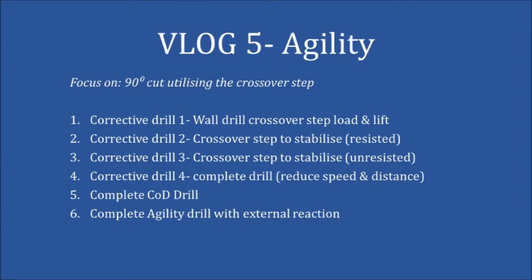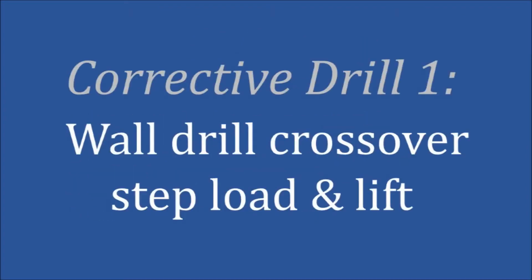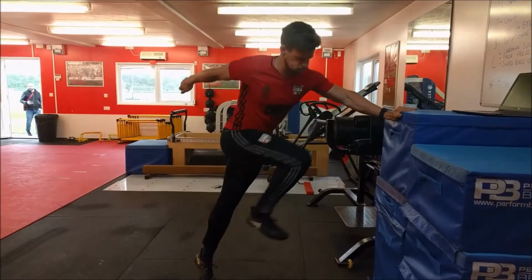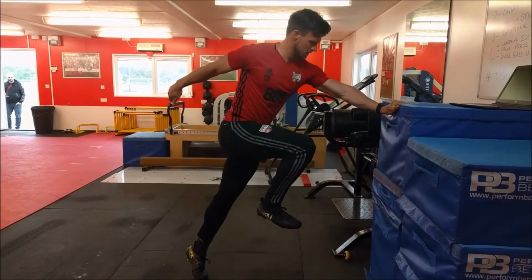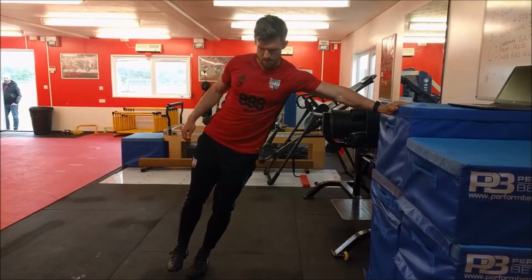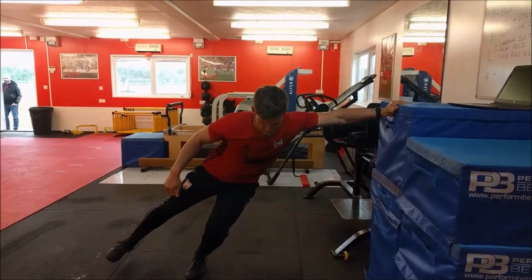As we move into the second aspect of the vlog, there will now be 4 corrective drills I would utilise with my athlete who was struggling with the cross-step movement. Drill 1 is a wall drill, which is a cross-step load and lift. As we see here, we want the athlete's left leg to load and create force into the ground, whilst the right limb snaps across the body as tight as possible.